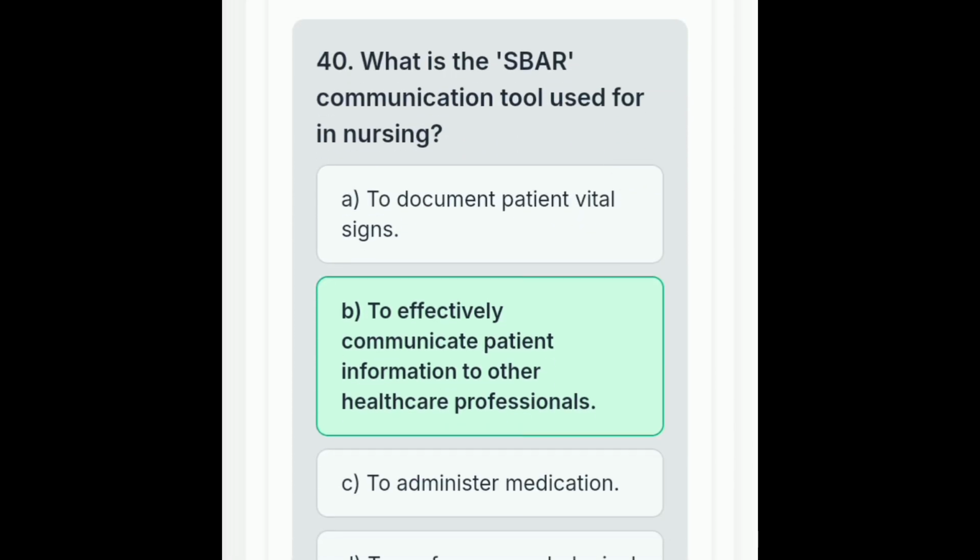40. What is the SBAR communication tool used for in nursing? A, document patient vital sign. B, to effectively communicate patient information to other healthcare professionals. Option C, to administer medications. Option D, to perform a psychological evaluation. So B is the correct.